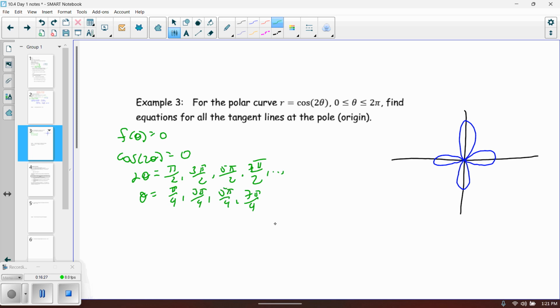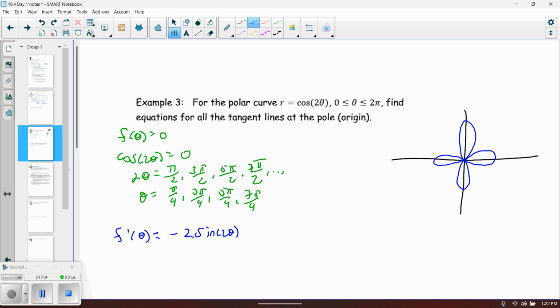So this is it. Now what we have to do is check to make sure that none of those make f prime of theta equal to 0. So let's find f prime of theta. F prime of theta, not to be confused with dy over dx. That's the slope at any point. This is just the derivative of our r value with respect to theta only, not the same thing. So f prime of theta is going to be the derivative of r with respect to theta. It's a little bit of a chain rule. It's going to be negative sine of 2 theta times the derivative of 2 theta, which is 2.